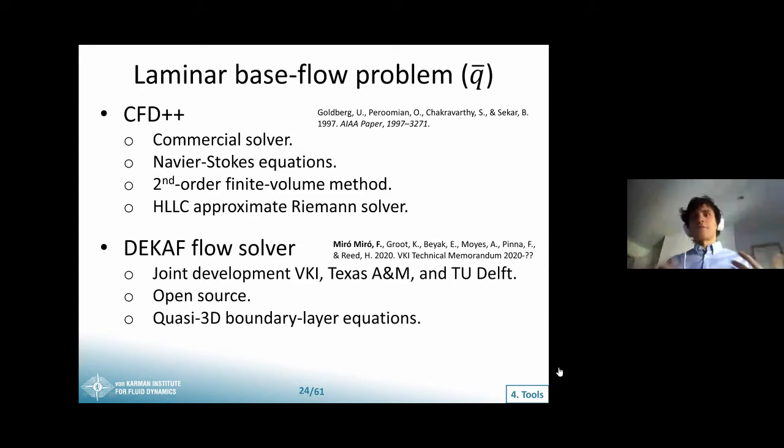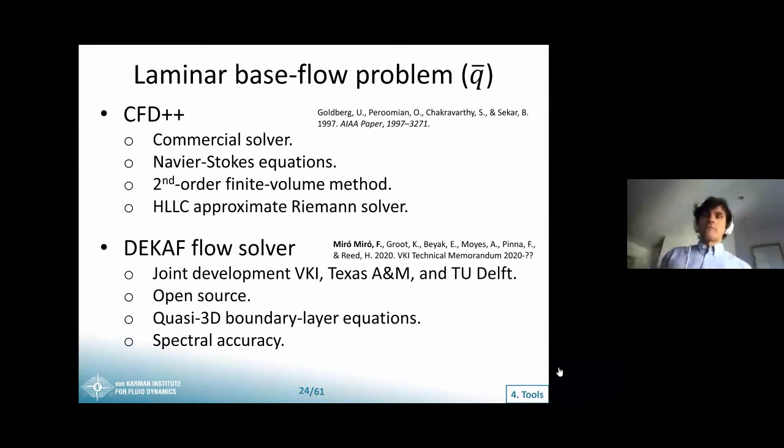And it solves the quasi-3D boundary layer equations with spectral accuracy in the wall normal direction. I won't enter into the details of this solver because we could spend forever just talking about it. Chapter 7 of the thesis is entirely dedicated to it. But the bottom line is that it's quite powerful and it has a lot of modeling capabilities.